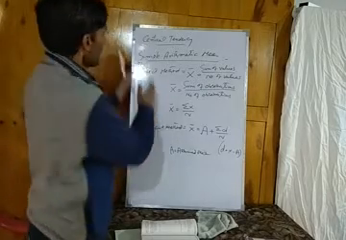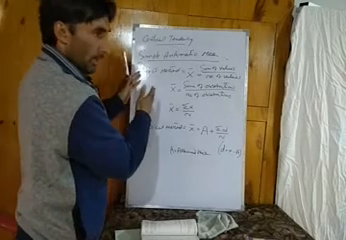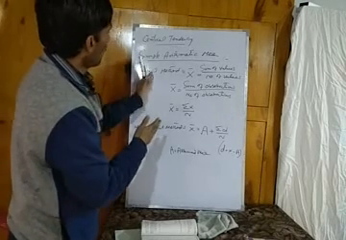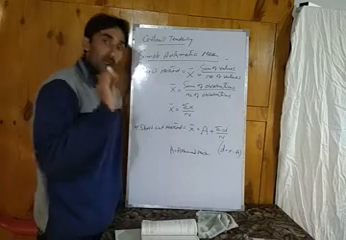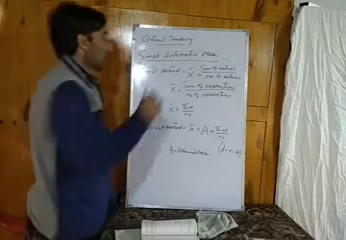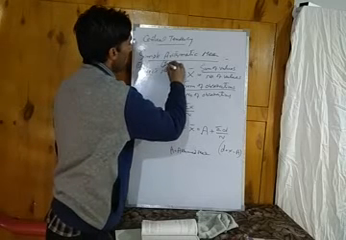Thus, for calculating arithmetic mean, we have two formulas, but one thing we must understand is that these two formulas are only for individual series.